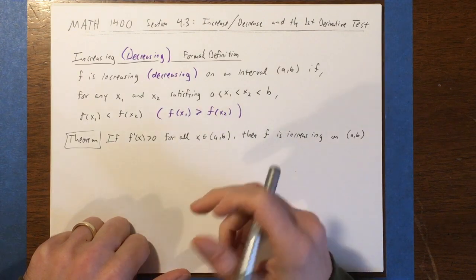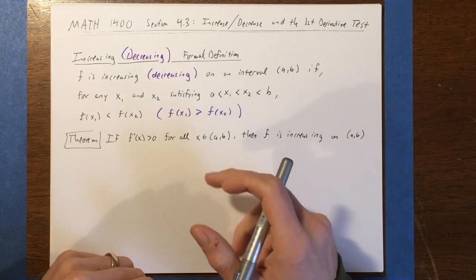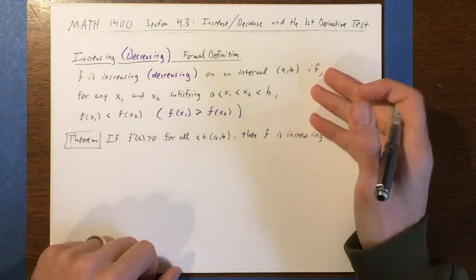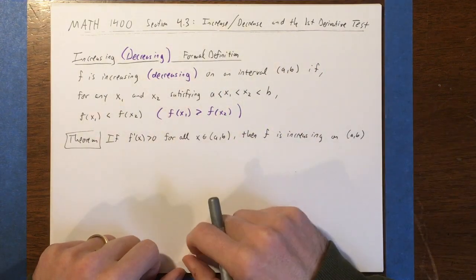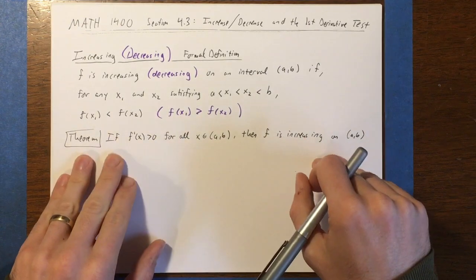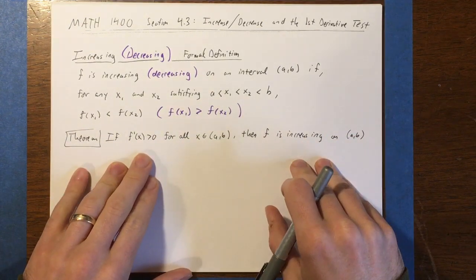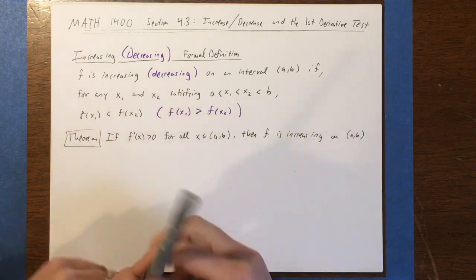But in mathematics, we like to be very formal and very rigorous with the way we define things and the way we prove things. And so what I'm going to do is present to you this formal definition of increasing, alternatively decreasing, and then a theorem, the theorem that we already know about how the positive derivative value corresponds to an increasing function. And then we're going to prove that. So let's start with the formal definition here.